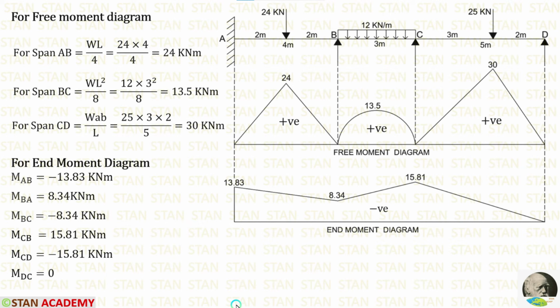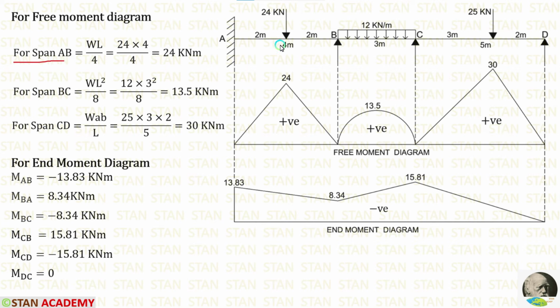Now, we are going to draw the bending moment diagram. Before drawing the bending moment diagram, we have to make the free moment diagram and the end moment diagram. Then we can combine both of them to form the bending moment diagram. For making the free moment diagram, we have to consider every span as a separate simply supported beam. First, let us take the span AB.